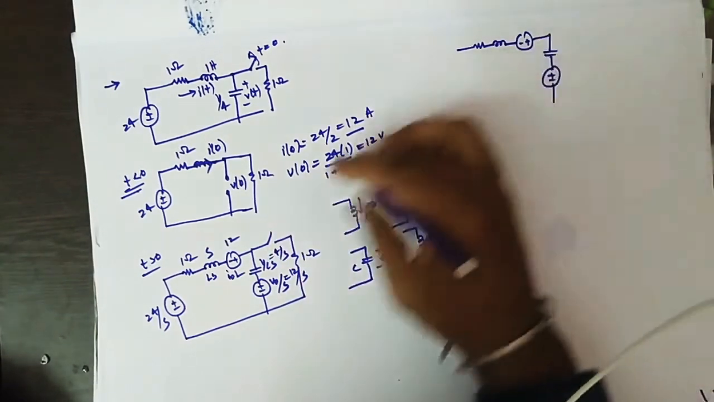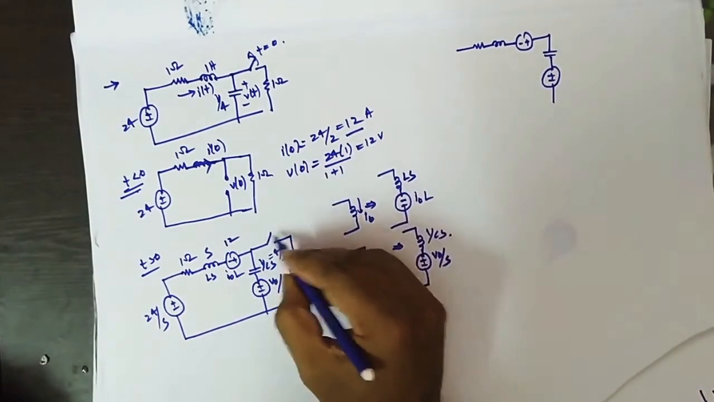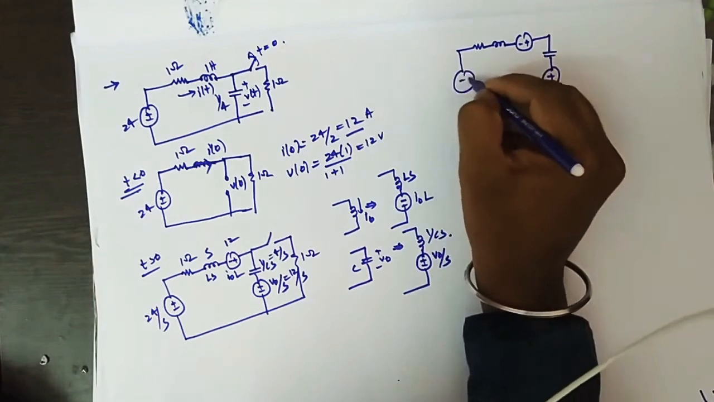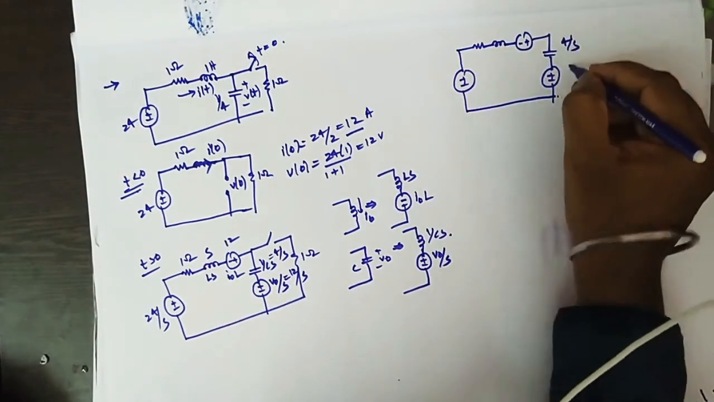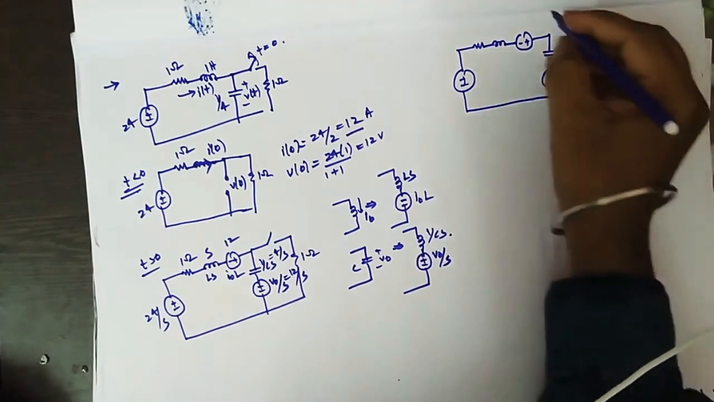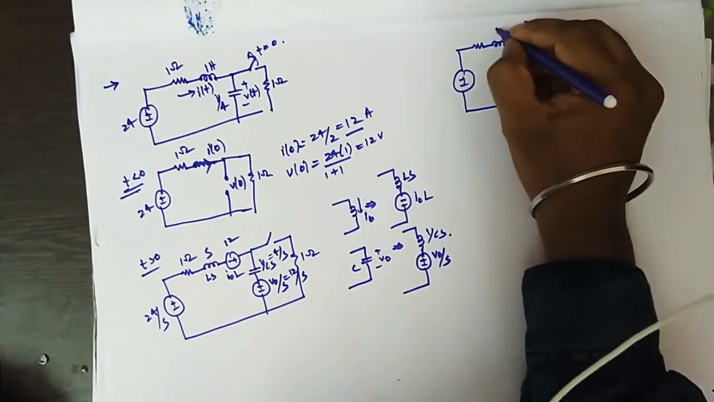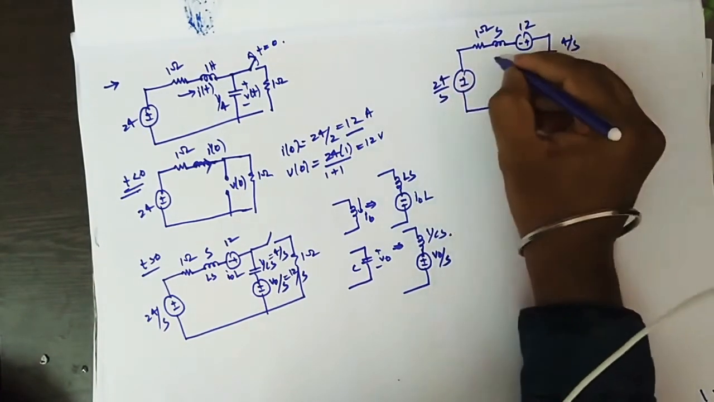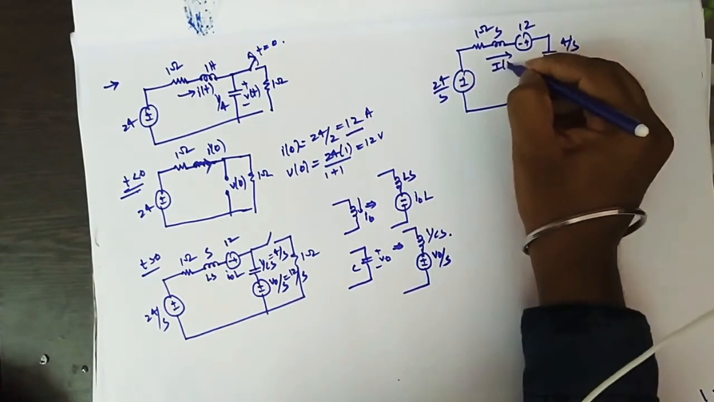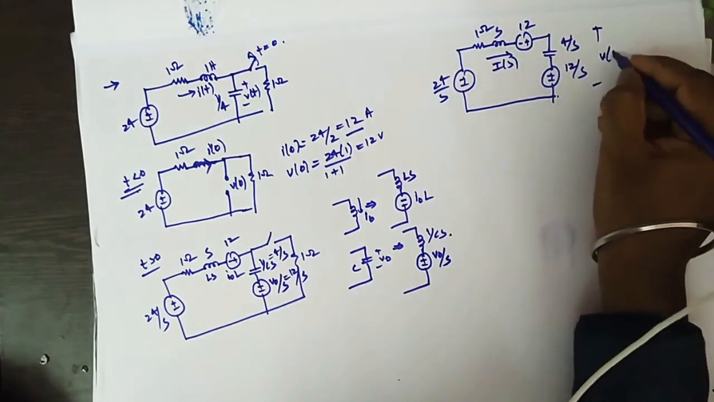So we take this, we remove this component here. So at t greater than 0, the circuit is like this. So 4 by S, 12 by S, and this is 12 S, 1 ohm. This is 24 by S. We need expressions I of S and V of S.